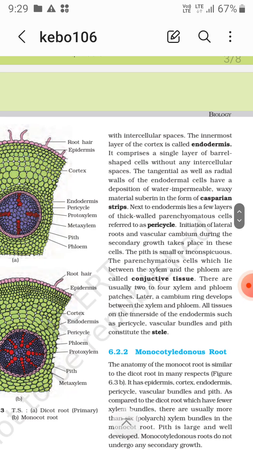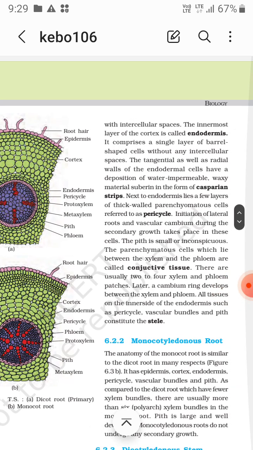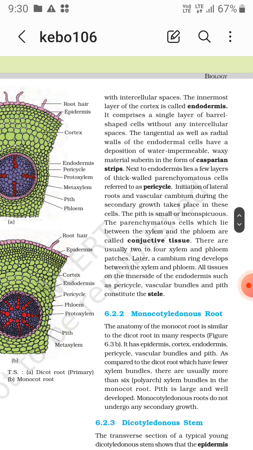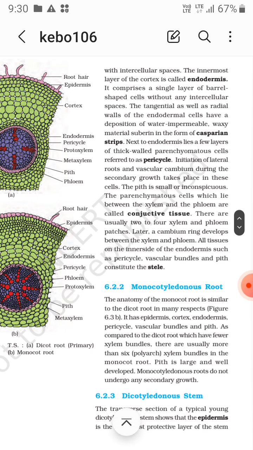Next to the endodermis lie a few layers of thick-walled parenchymal cells referred to as the pericycle. In the dicot root, initiation of lateral roots and vascular cambium during secondary growth takes place in these cells. The pith is small and inconspicuous. The parenchyma cells which lie between the xylem and the phloem are called conjunctive tissue. There are usually 2 to 4 xylem and phloem patches. Later, a cambium ring develops between the xylem and phloem.